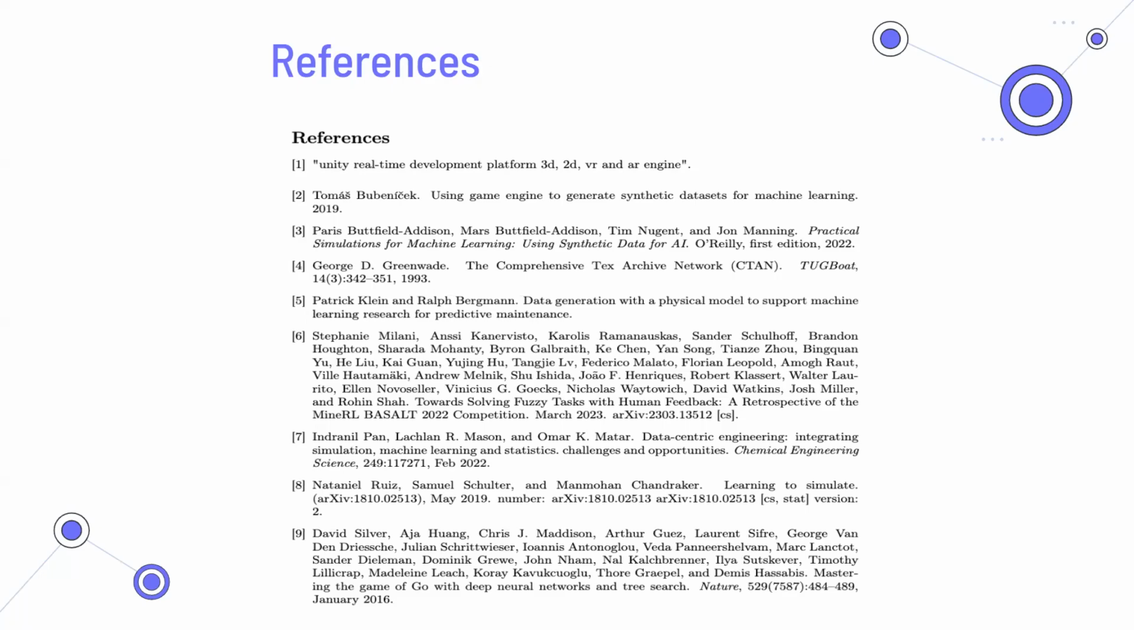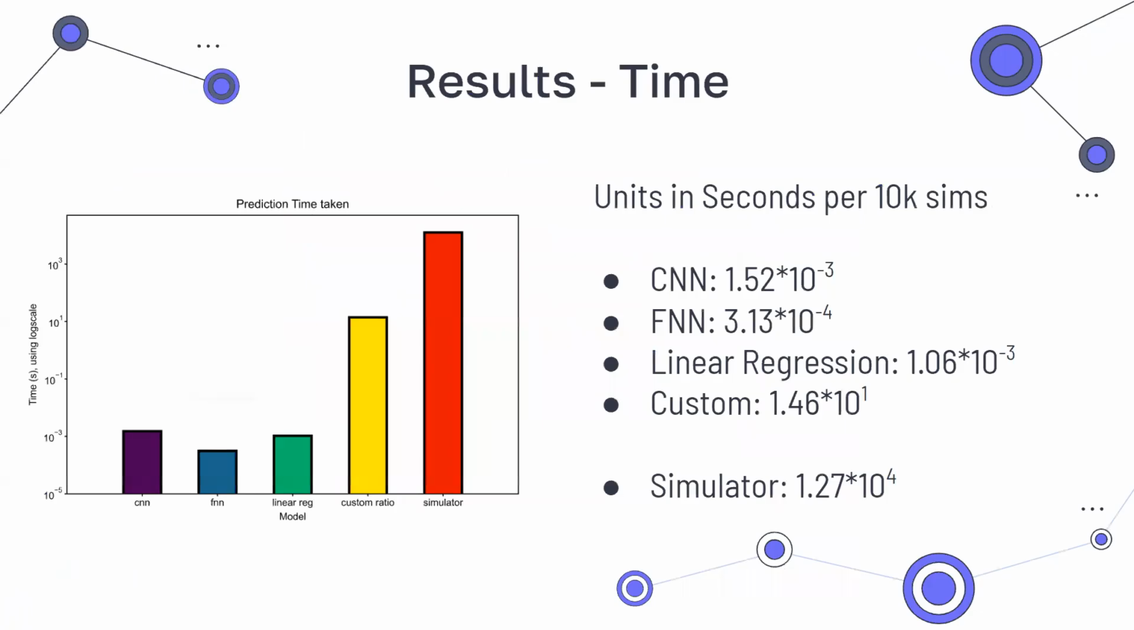Go back to the time slide. I was wondering, does this time include the training time, or is it just how long it took to predict accuracy?